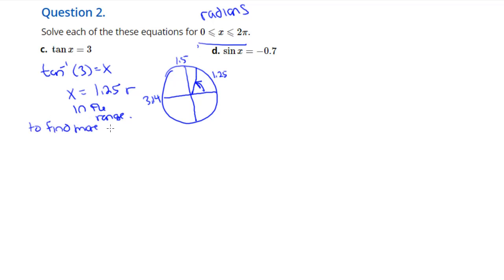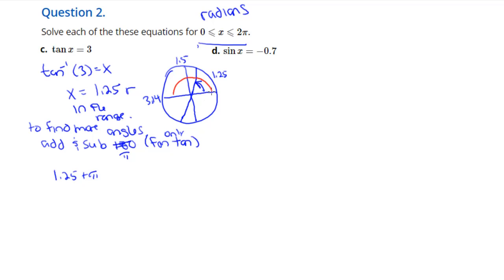Now to find more angles when we're dealing with tangent, all we've got to do is add another 180 degrees. Wait a minute, add another pi. All right, we're talking about radians, not 180 degrees. So add pi to 1.25, and we're going to find out that that's going to give us that angle right there, which is going to be 4.39 radians. And I know if I add 2 pi again, it's going to go beyond my 2 pi radians, which is 6.28. So that's all I got.